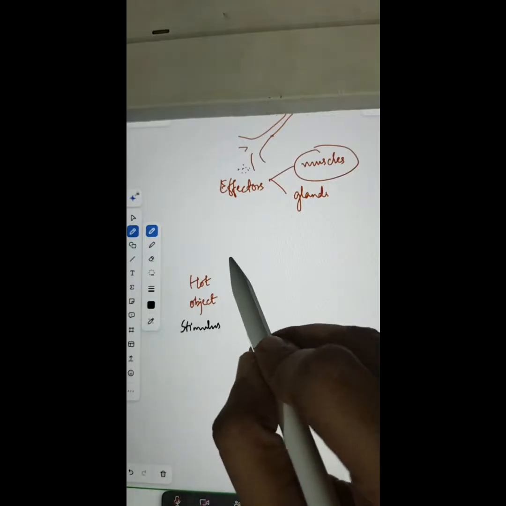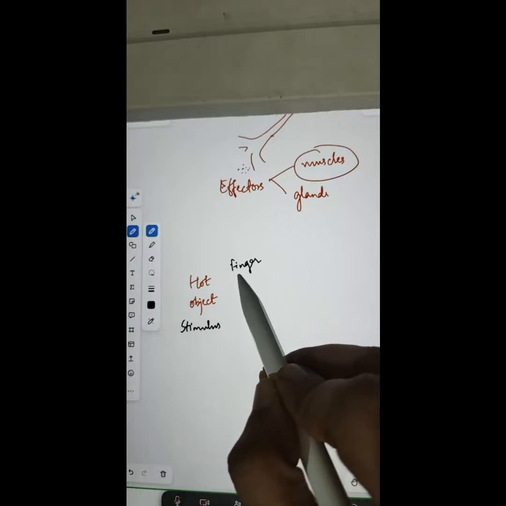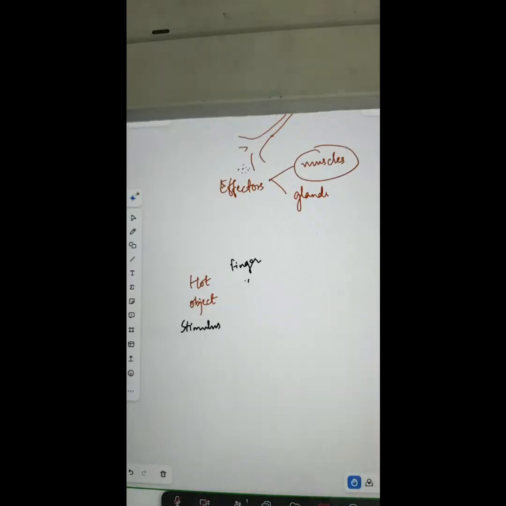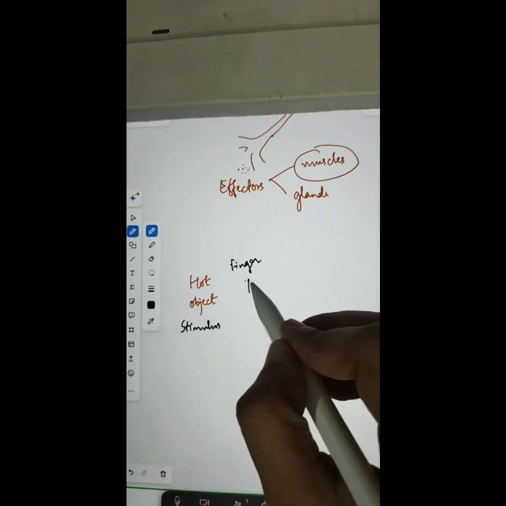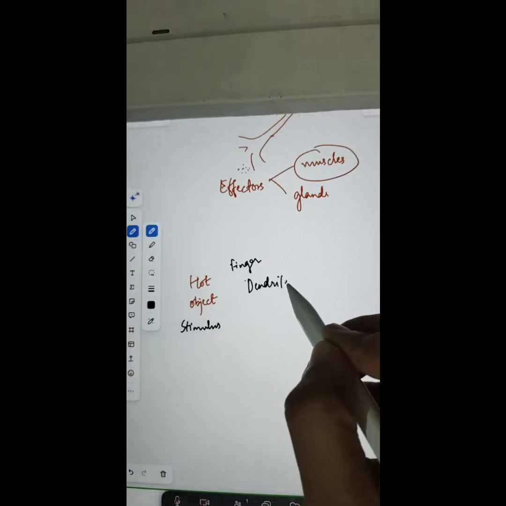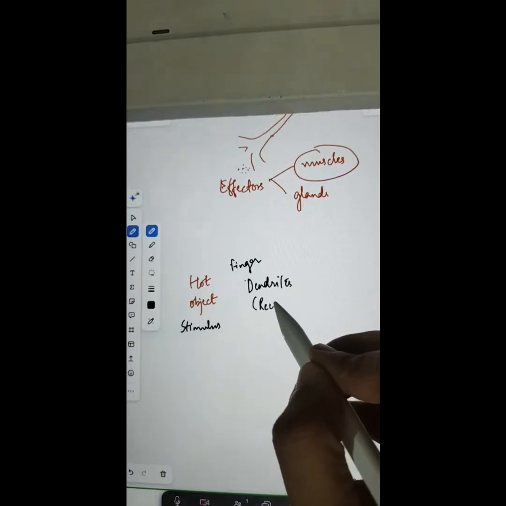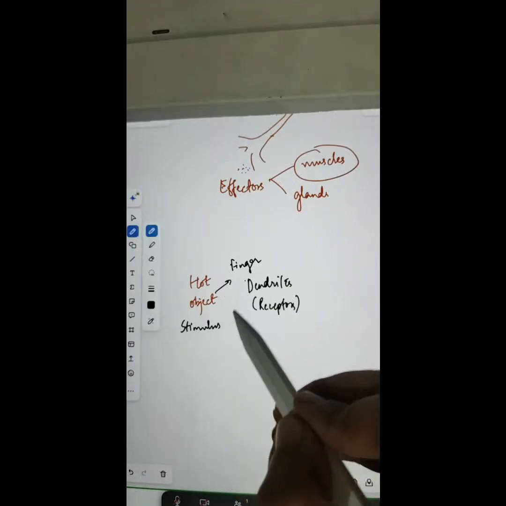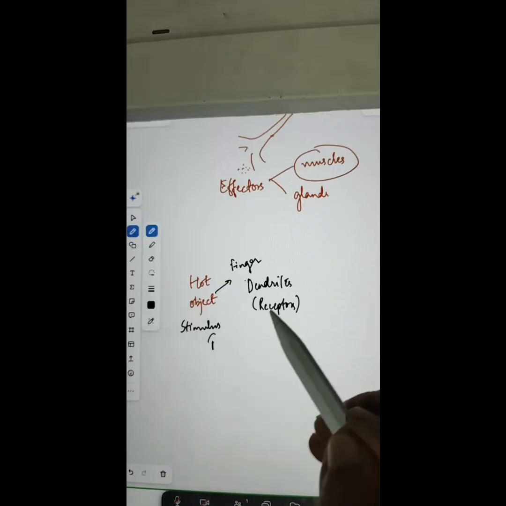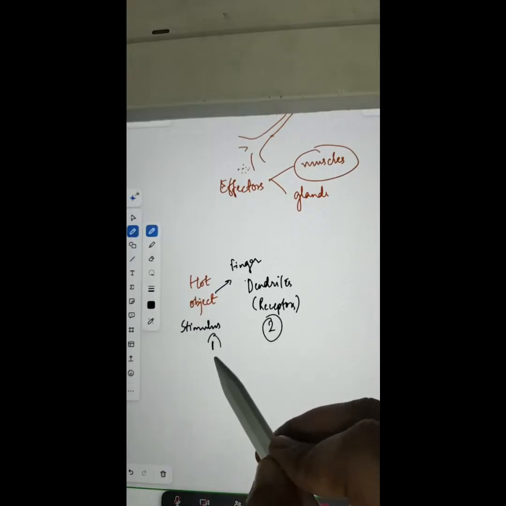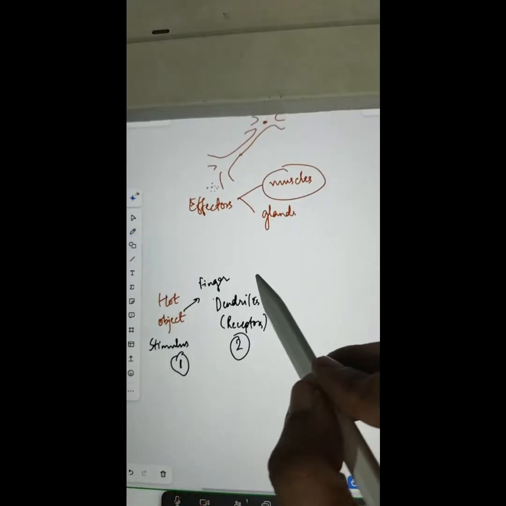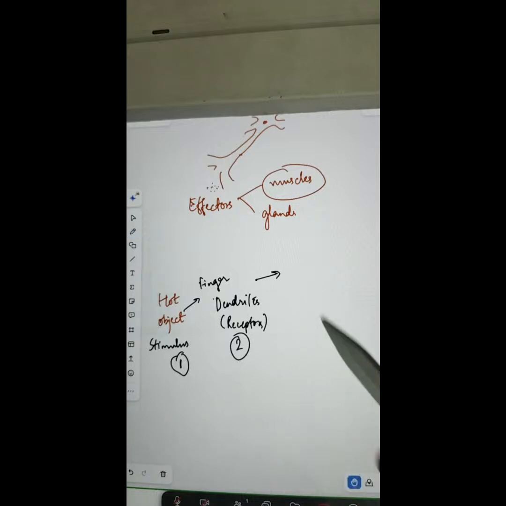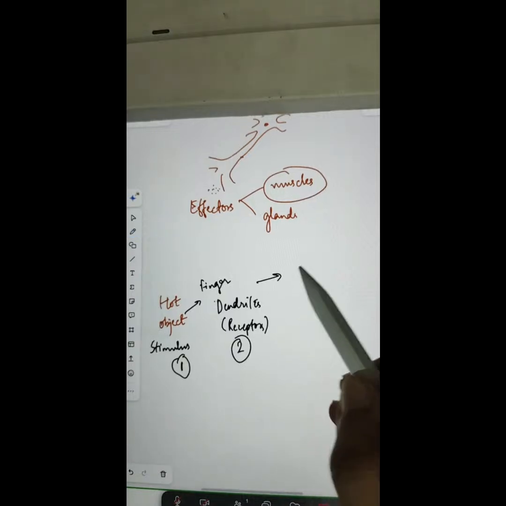In case your fingers have touched the hot thing, then in the fingers, what do we have? In the fingers, we have dendrites, and these dendrites will be known as receptors because they are picking up the information from the outside. So first, the stimulus should be there, and then we should have the receptor. So this is point number one. Then point number two: these receptors will be traveling along the information with the help of sensory neurons.